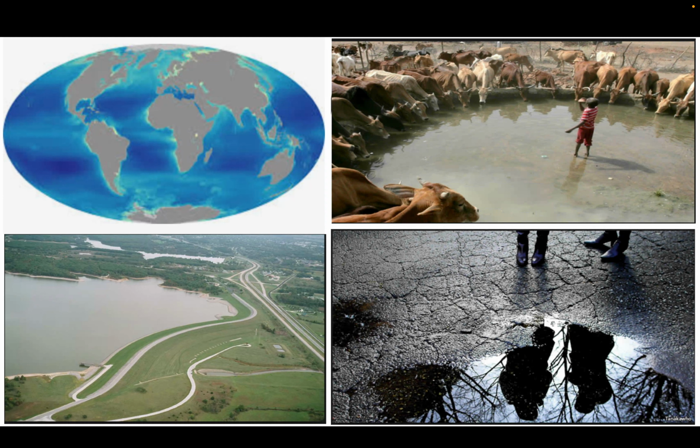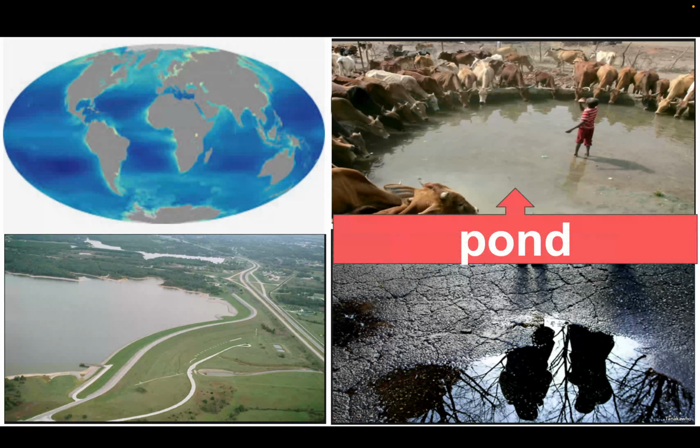The word that I am actually trying to communicate is the word pond. But if I were to have shown only the image that appears in the upper right corner of your screen and used the word pond, my students would not have had a conceptual understanding that a pond is bigger than a puddle, which is in the bottom right.